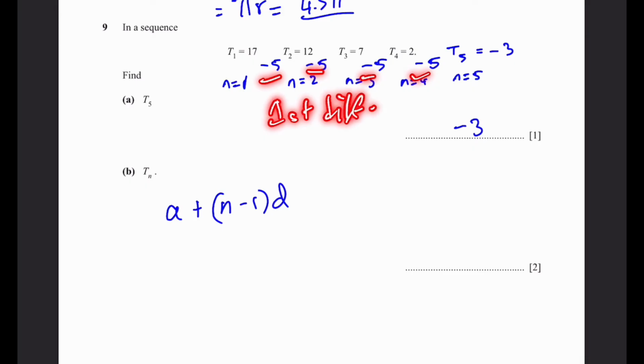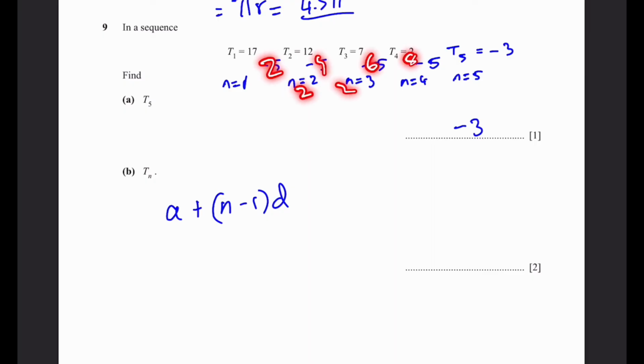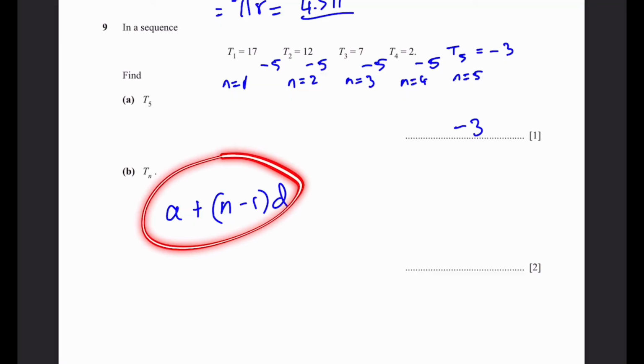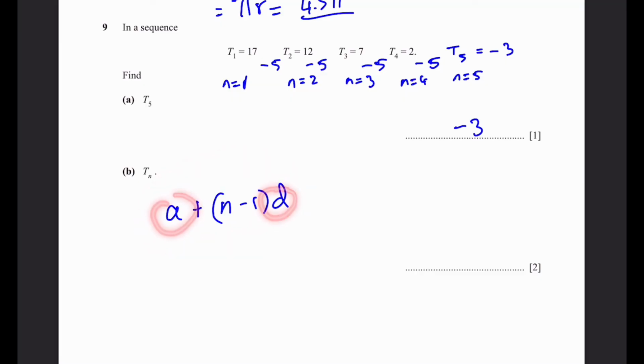If this was a quadratic sequence, it would have an n squared term in it, and that means there would be a second difference here. So it could be like 2, 4, 6, 8, and the second difference would be 2, 2, 2. So these would be the first difference, these would be the second difference, and there would be some n squared term involved. But this one, there's no n squared. A and d are constants.